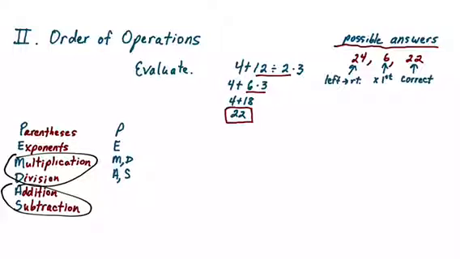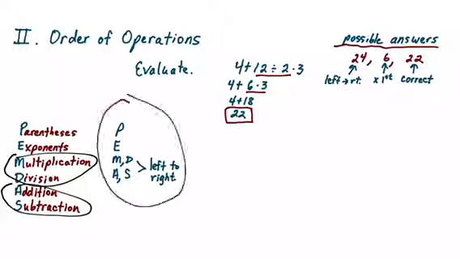Same thing with addition and subtraction. And so with equals, we always work left to right. That's why in the problem up above, we did the division first, even though division and multiplication are equals. We work left to right.